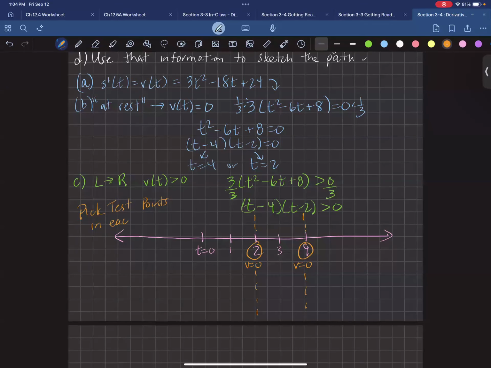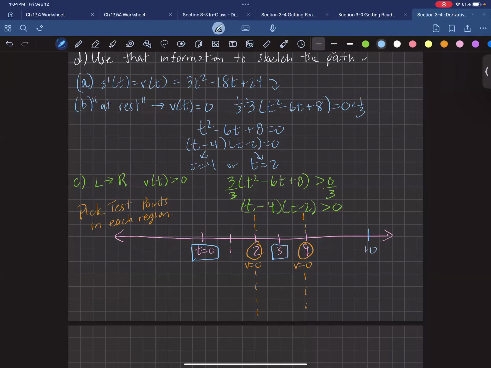In each region, 0 is always a great test point. 3 is in between them. It's the only whole number or integer in between them. And I tend to try to pick something big, so I'm going to pick 10. 10 is pretty big compared to 2 or 4.